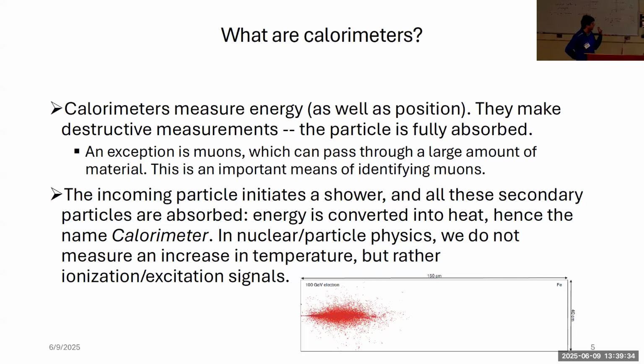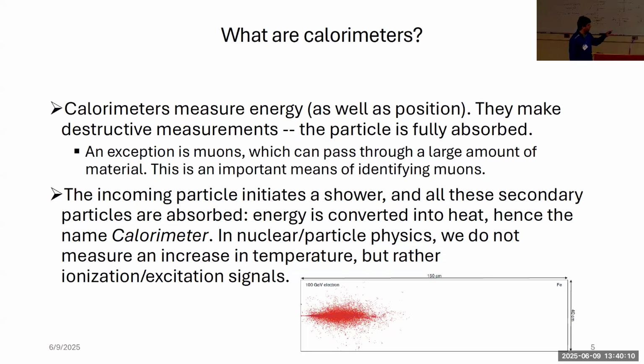One thing about calorimeters is they make destructive measurements. By destructive, I mean that the particle will not exist after the calorimeter makes that measurement. So you basically need to put your calorimeters outside the other detectors, outside tracking detectors, outside Cherenkov detectors, because once the particles hit the calorimeters, they can't be seen by other detectors. The particle is fully absorbed. An exception is muons, which can pass through a lot more material.